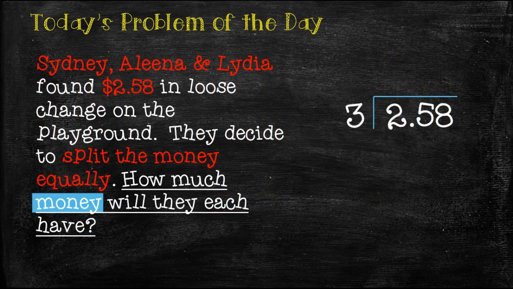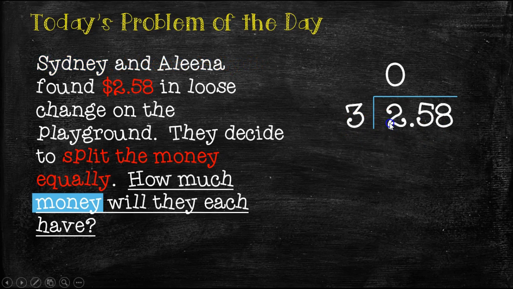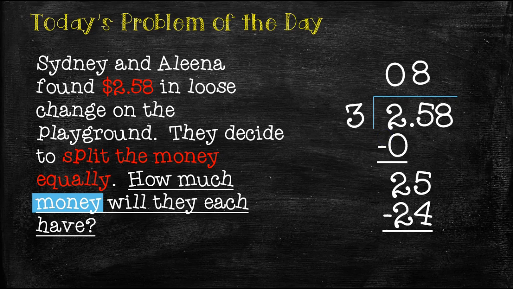So if we went through and we did the standard algorithm, which is what we just did using the blocks, this is how we would do it using the standard algorithm. We know that 3 does not go into 2, so we're going to put 0 there. And we're going to subtract 0, which gives us 2. Then we need to bring down our 5, and that's 25. So 3 goes into 25 how many times? 8. 8 times 3 is 24, so we'll subtract that, and that gives us 1.